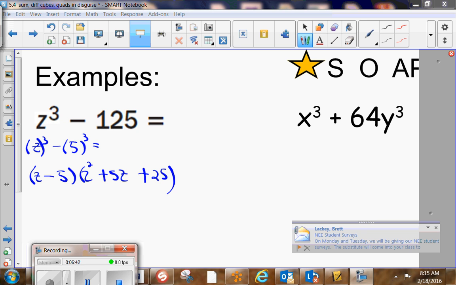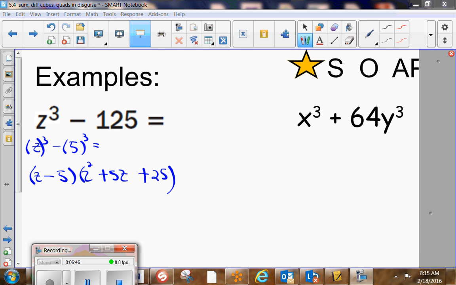Now, what if you have something like this, where you have x cubed plus 64y cubed? Again, finding what is a and what is b is the big deal. So x cubed is already ready to go, so I know my a is going to be x. How about this guy? Cube root of 64 is 4, and the cube root of y cubed is y, so it's 4y cubed. We're going to finish that one off for us.